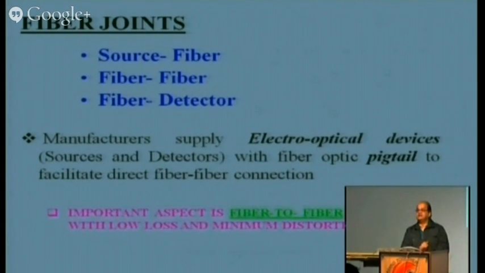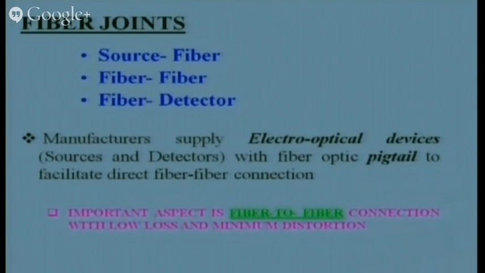So as a result, the manufacturers provide you what you call electro-optical devices, sources and detectors with fiber optic pigtail to facilitate direct fiber connection. What is pigtail? Have you seen the pig? It has a very small tail. So they will put a small fiber over the detector, over the source, maybe 1 meter or half a meter length of the fiber.